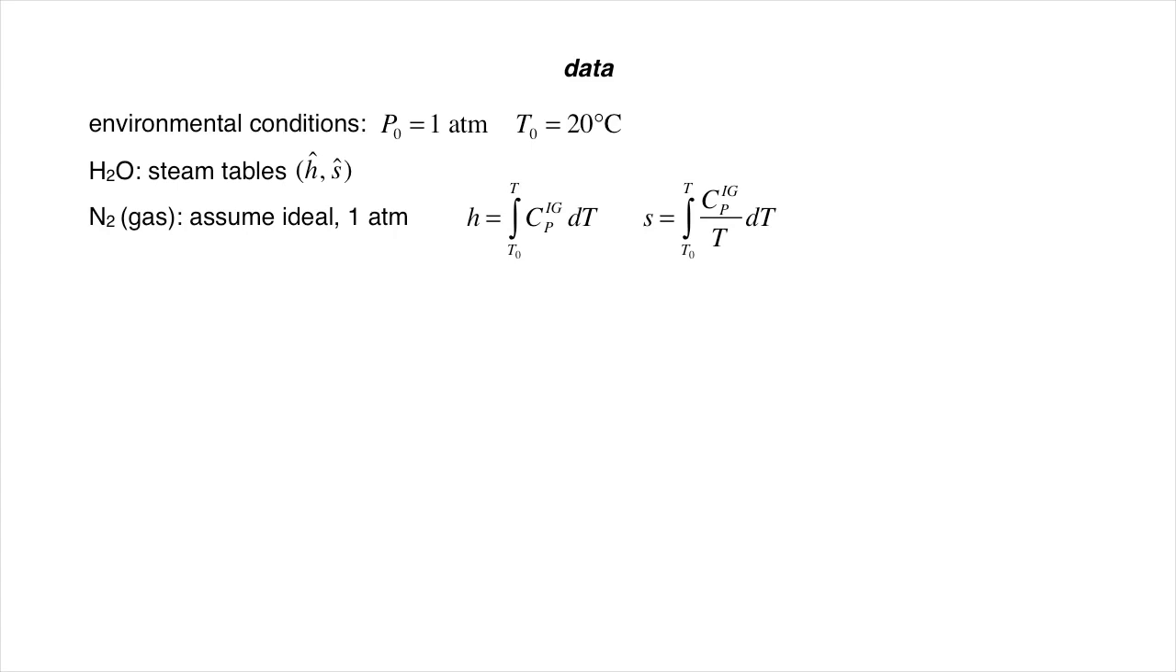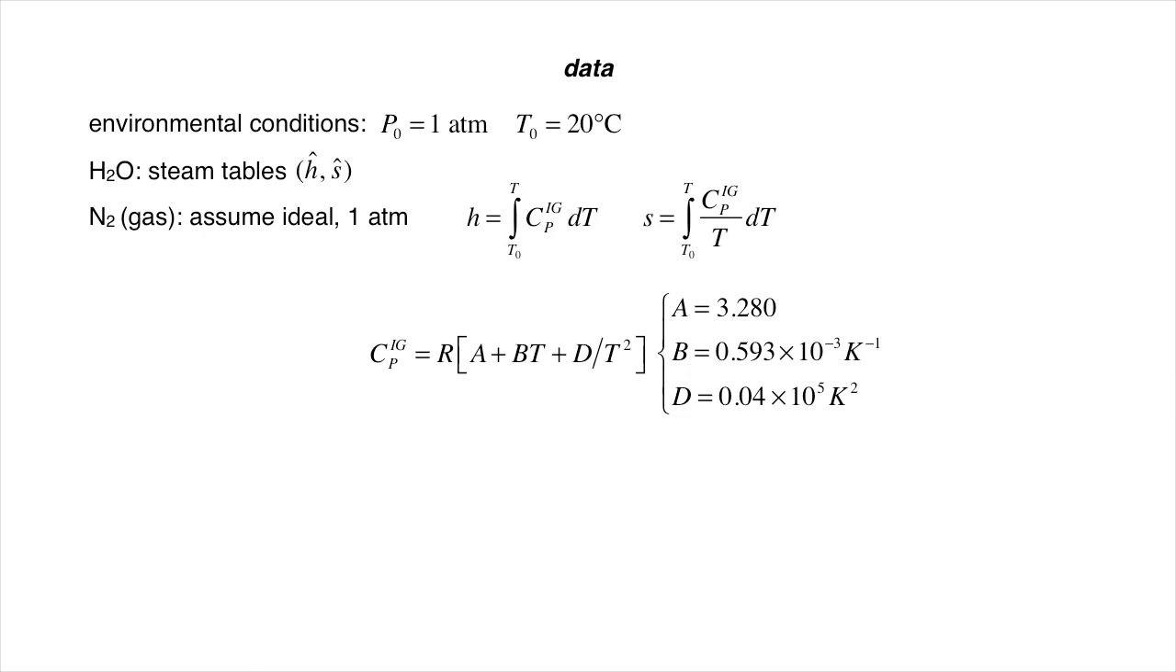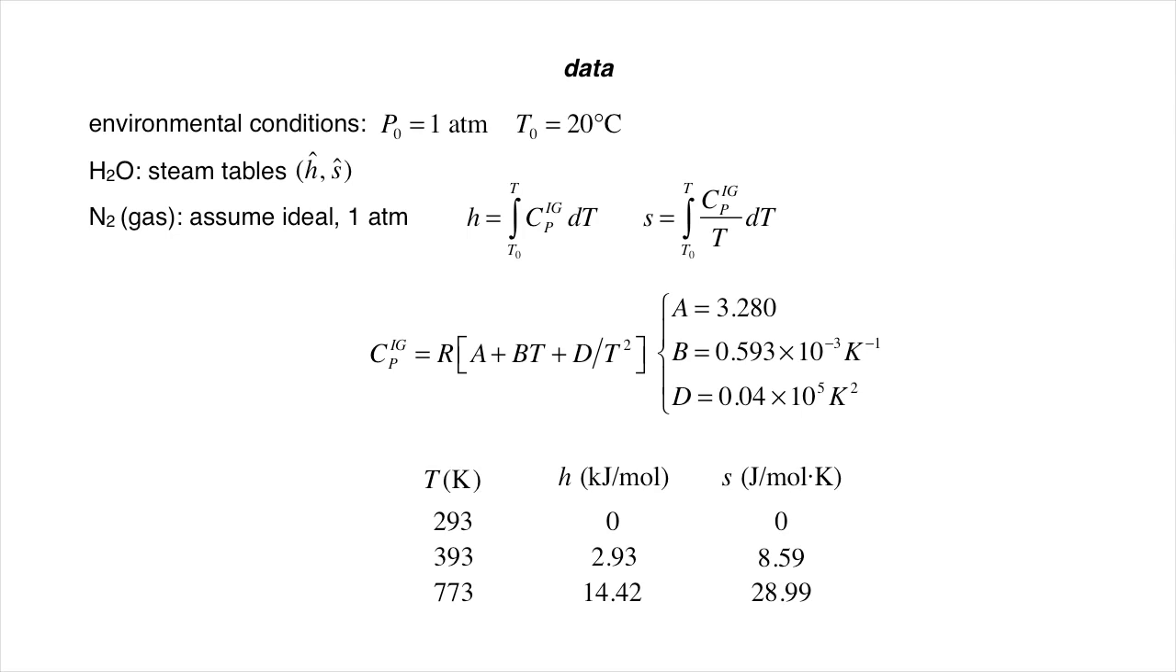We can use any reference state we want, but for convenience, let's use the environmental temperature of 20 degrees C, since it may help cancel some terms in our analysis. The ideal gas heat capacity of nitrogen is a 3-term correlation, which we can look up in the back of our textbook. Rather than belabor these calculations, I'll just present the results here for temperatures of 500 degrees C and 120 degrees C, which are the temperatures in streams 5 and 6, respectively.